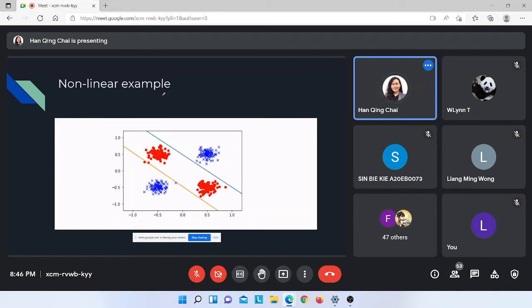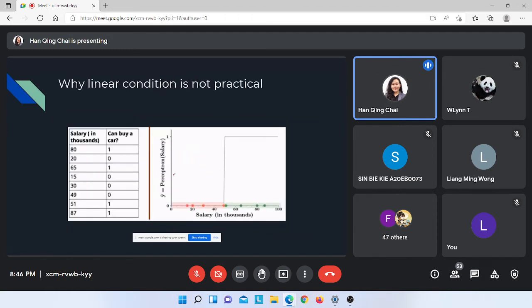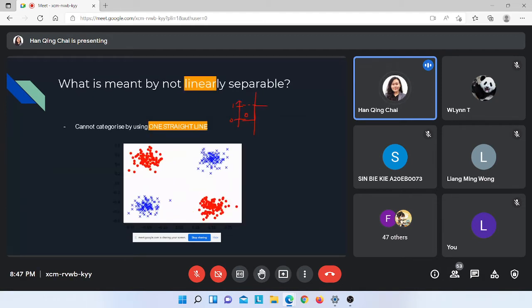So what is this non-linear example? It means it's not just a single line. To fully categorize them, maybe you need two lines. Or in other examples, where the data set gets more clustered, it's not as simple as just red or blue. You need more lines, right? So they become non-linear and more complex. Therefore, we need this activation function. And here is another example of why a linear condition is not practical, other than this cluster thing that I showed here.